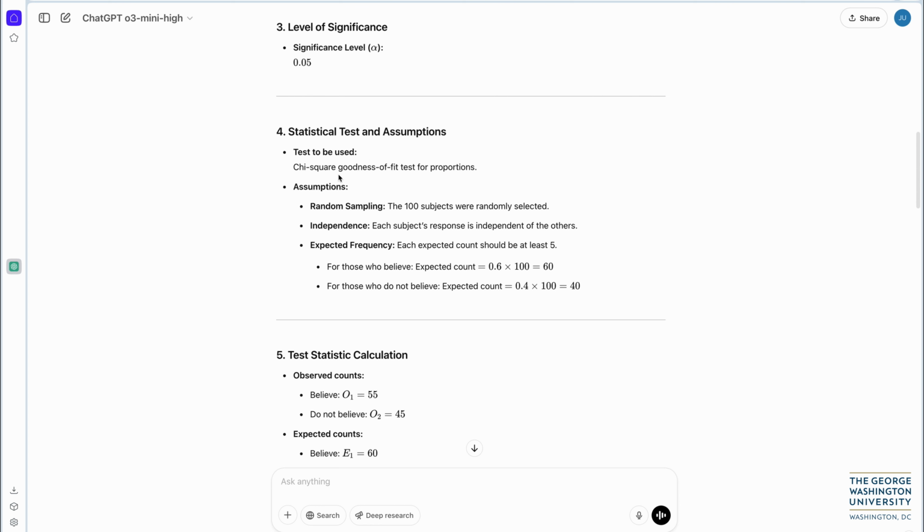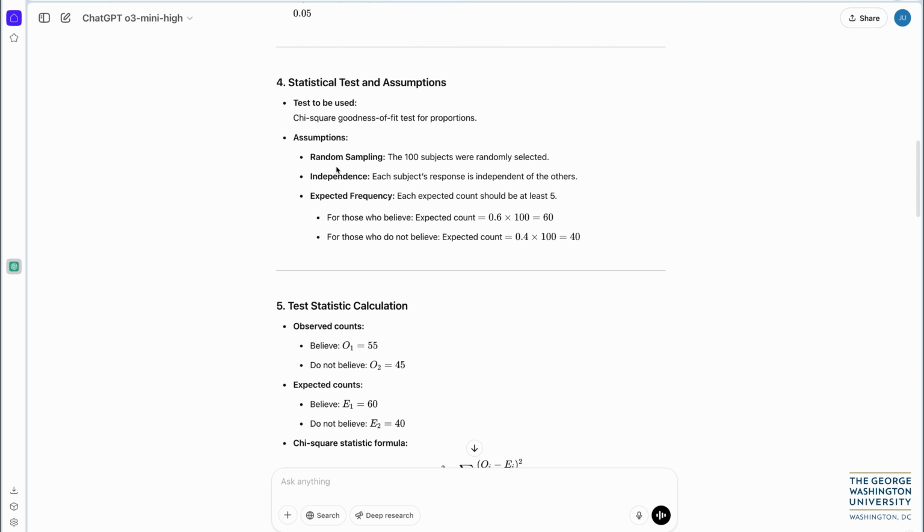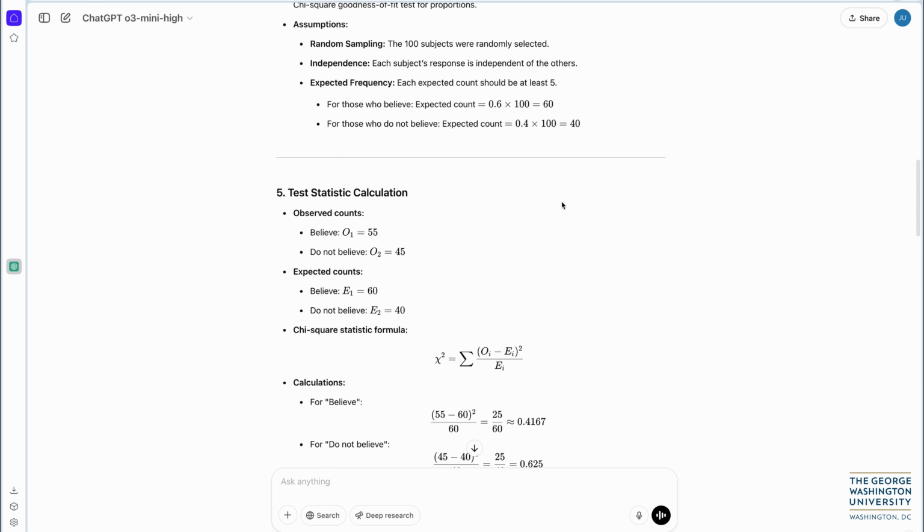It says we're going to do a chi-square goodness of fit test. Strangely enough, it didn't put chi, the symbol there, but anyway. The assumptions then, we have 100 subjects who were randomly selected. Each subject's response is independent of the others. Good. Expected frequency, and you can see there the expected frequencies are 60 and 40, and that is at least 5. And so we have no problem using the chi-square goodness of fit test.